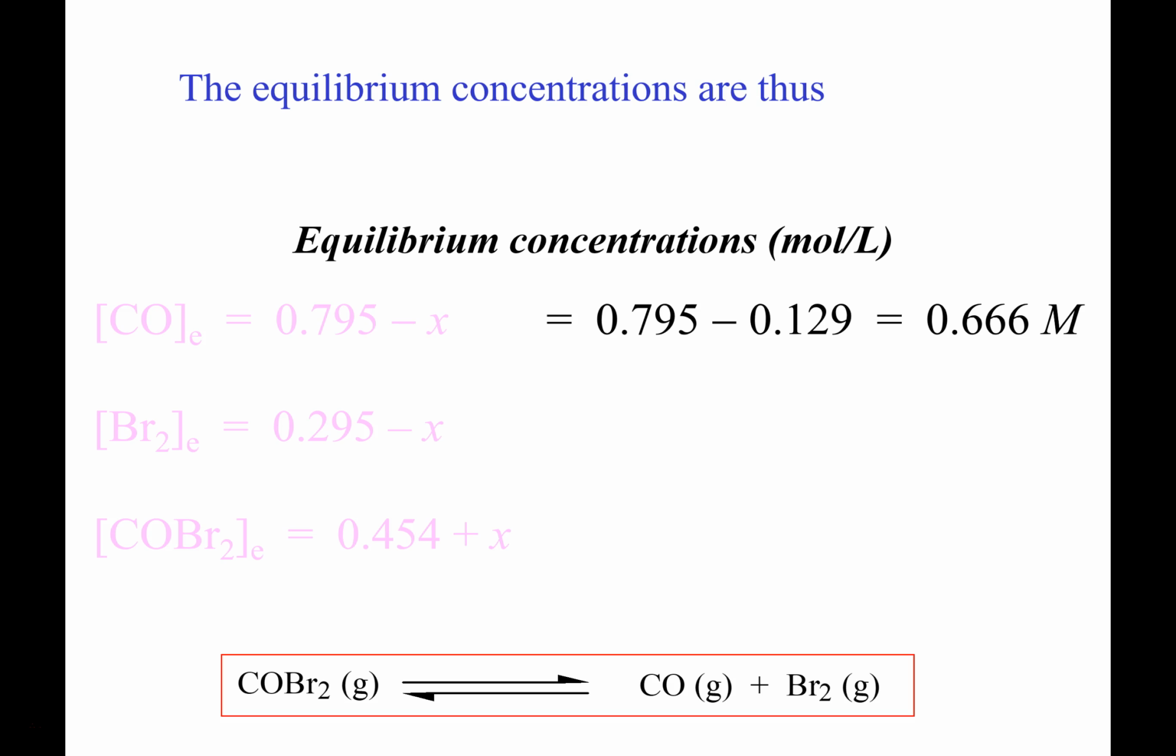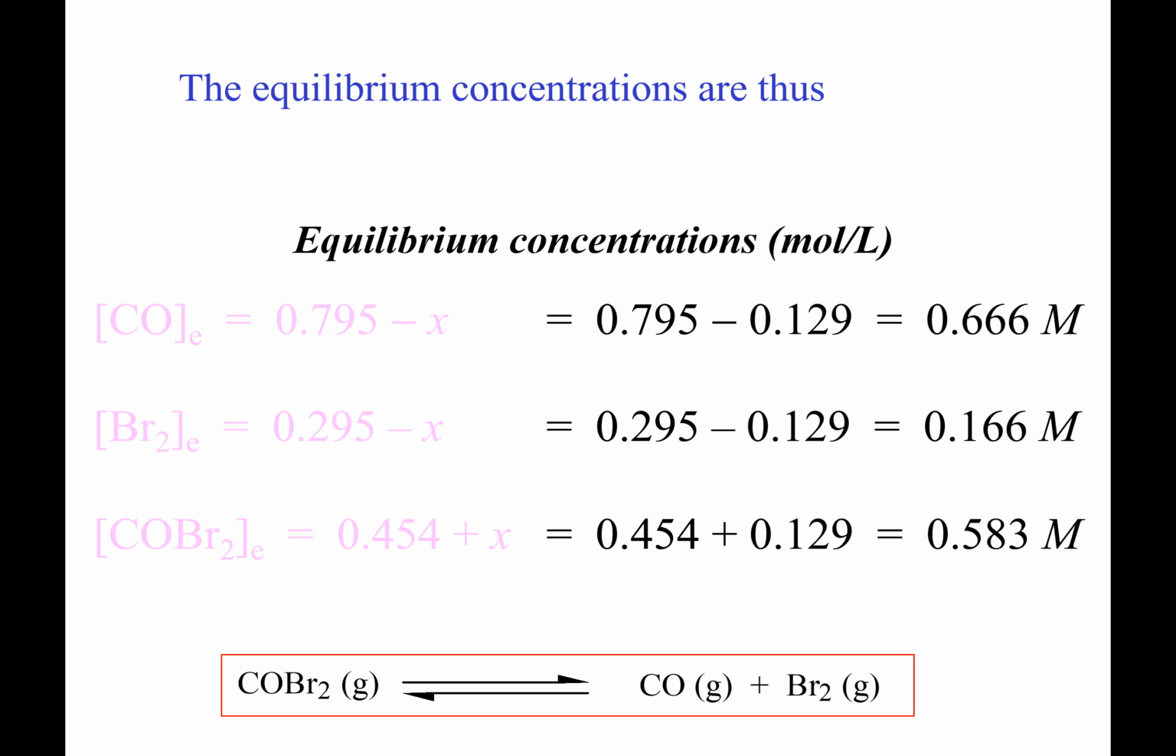So for the equilibrium concentration of Br2, we take the initial, which was 0.295. From that we subtract, again, the x, 0.129, and we get a molar concentration of 0.166 moles per liter. And then for the COBr2, we need to add x. So we have 0.454 plus 0.129, and we get 0.583 moles per liter.